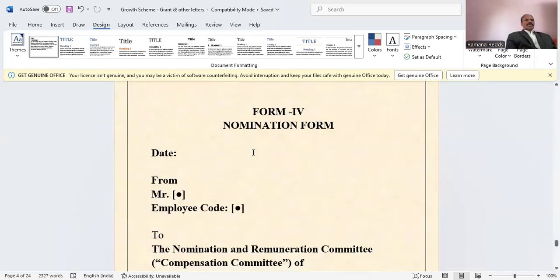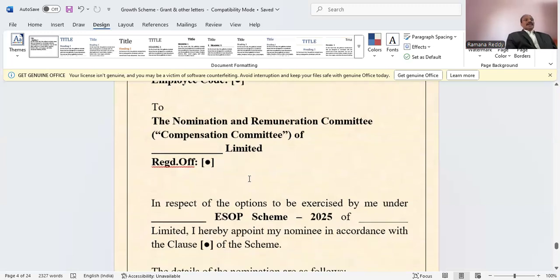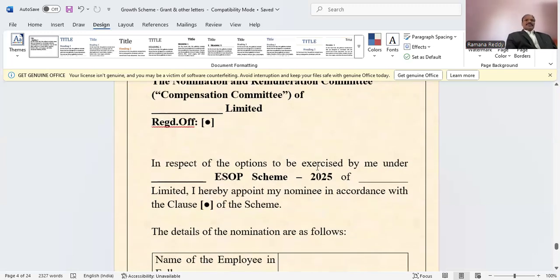We also told the grantee to fill in a nomination form in case of any unfortunate event like death. At the time of the grant acceptance letter, he shall submit a nomination form. The format is: date, from the employee name and employee code, addressing the nomination committee and company name and address. In respect of the options to be exercised by me under the scheme of the company, I hereby appoint my nominee in accordance with the clause of the scheme.